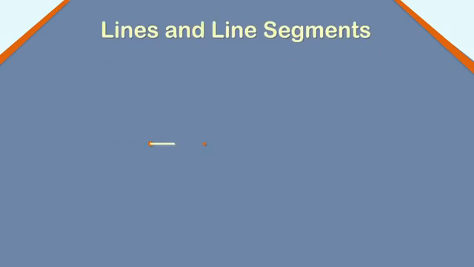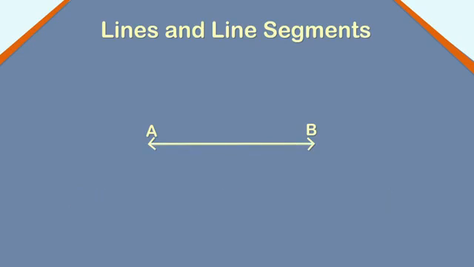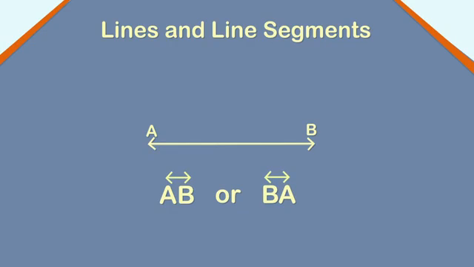A line is a set of points joined along a straight path. It has no ends and extends endlessly in opposite directions. Thus, arrow marks are drawn on both sides to show that it never ends. A line cannot be measured. The given line can be read as line AB or as line BA. It can be written as AB or BA with a double-headed line over it.